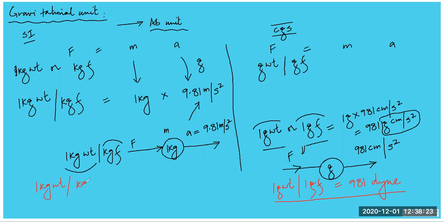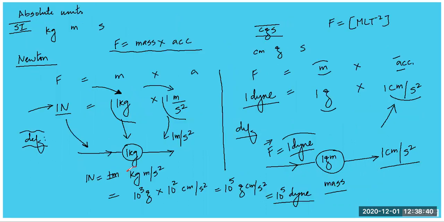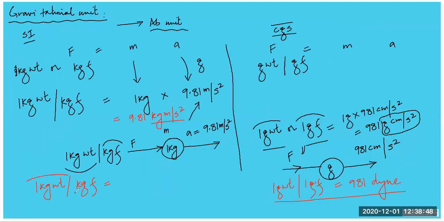Similarly, coming back here, 1 kilogram weight or 1 kilogram force is equal to 9.81 kilogram meter per second square. But kilogram meter per second square is already defined as 1 Newton. So I get 1 kilogram weight or kilogram force is equal to 9.81 Newton.